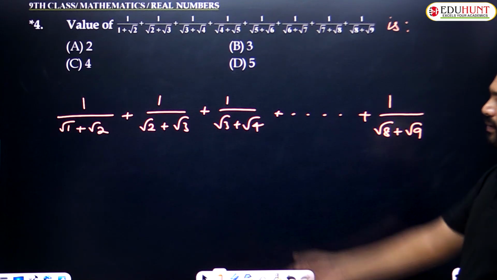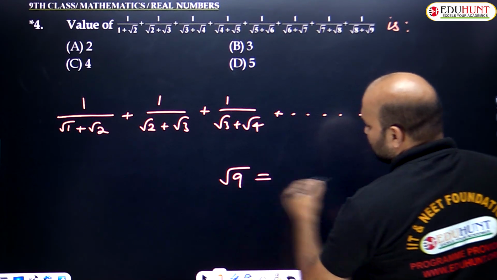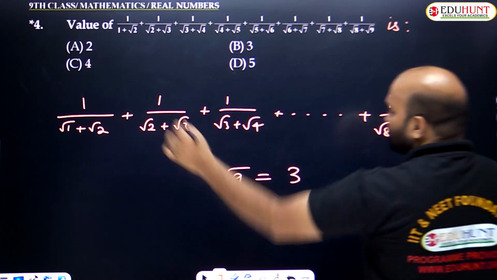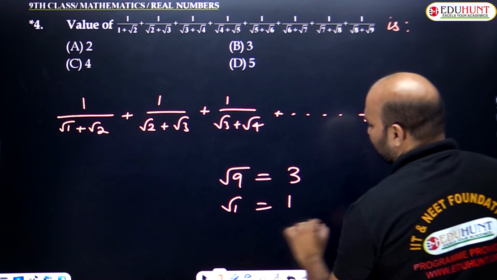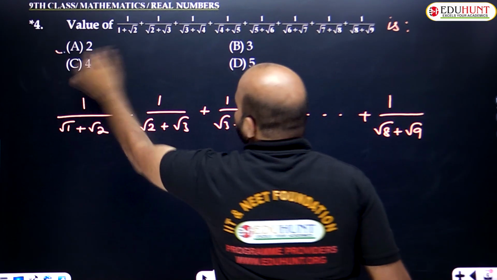If it is given this type of expression, what is the last one? The last value is root 9, and root 9 equals 3. What is the first one? Root 1 equals 1. The difference is the required answer. What is the difference? 2. 2 is the answer. Option A is the right answer.